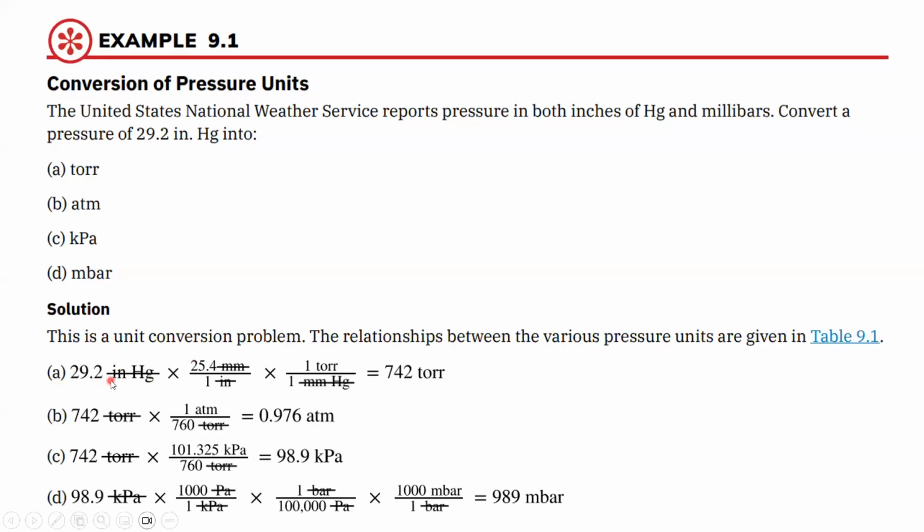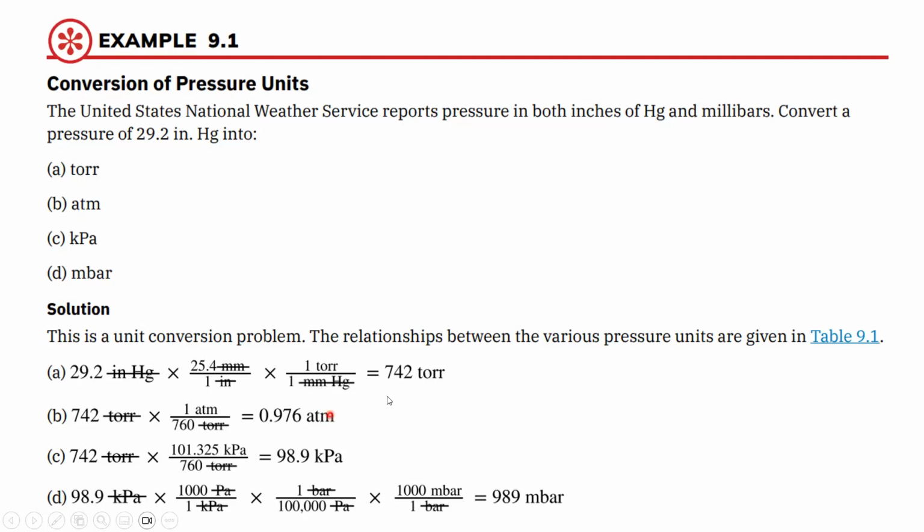So like I said, 29.2 inches of mercury. So in this case, we can see the units already crossed out. But 1 inch is equal to 25.4 millimeters of mercury. So if we stop there, we'll just get 742 millimeters of mercury. But we want to go to torr, just a 1-to-1 relationship. So that's why we don't have to change the unit at all.